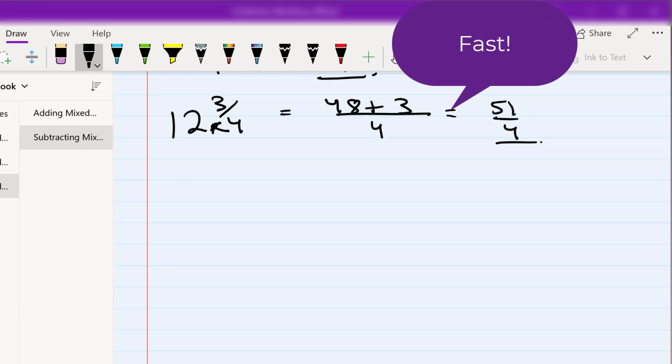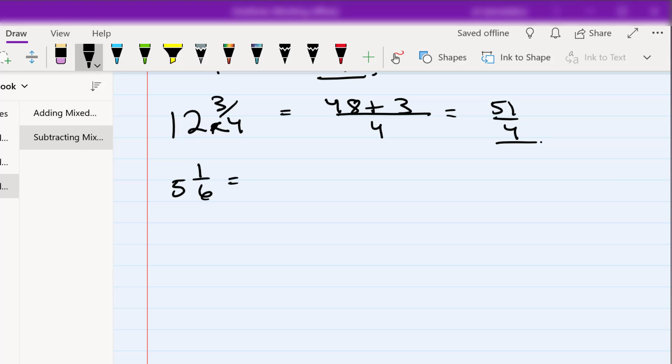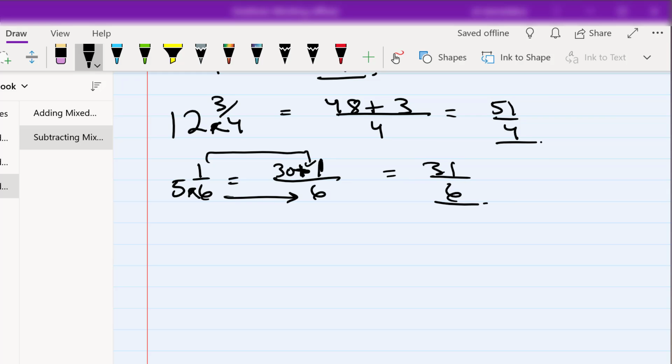Let's try another example. For example, if I had the number 5 1/6, how do I convert that to a fraction? Well, 6 goes on the bottom, 1 goes on top. 6 comes from here, and 1 comes from here. And then I need another part. To get that, we say 6 times 5, which is 30. So we have 31 over 6.